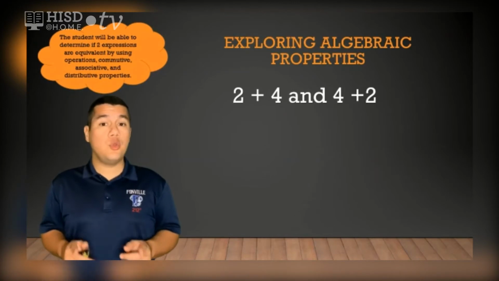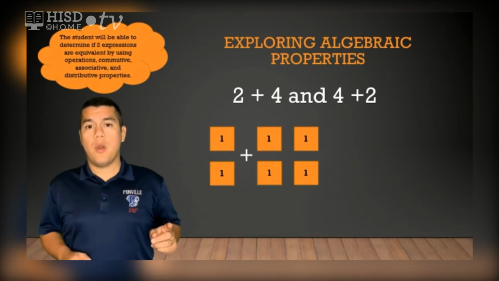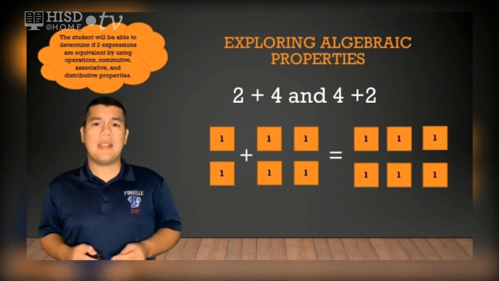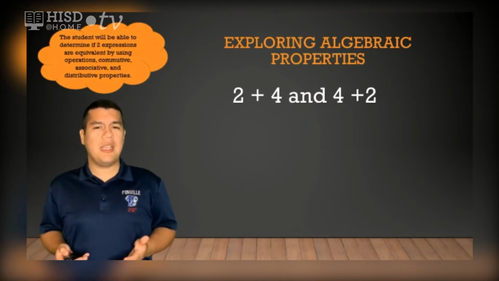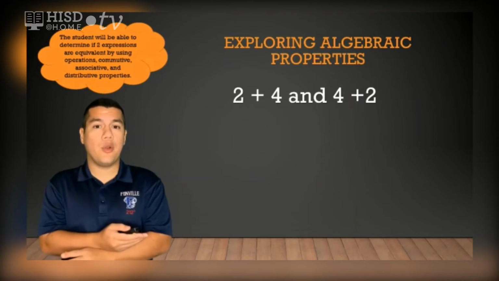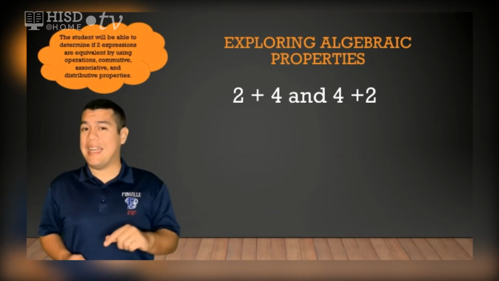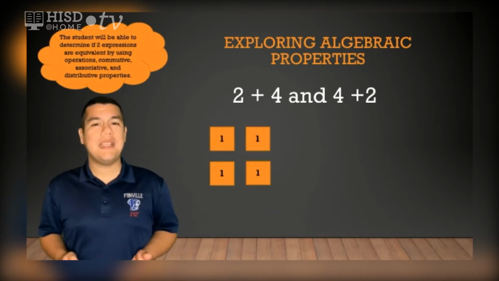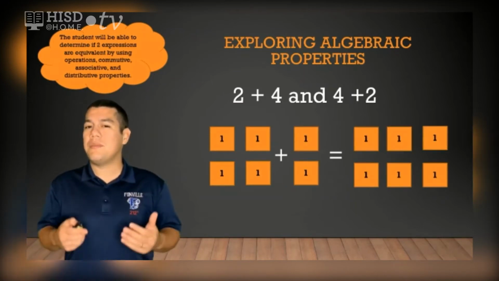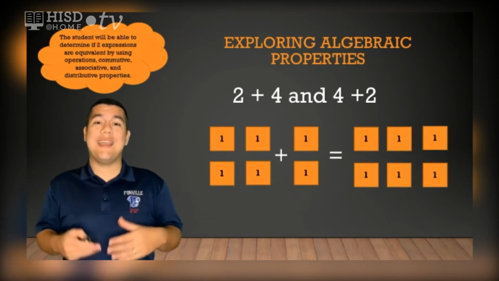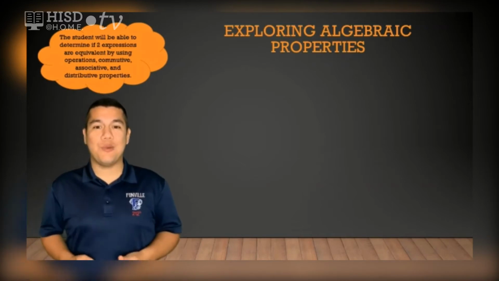Let's say that I have 2 units and then I add 4 more units. Well, if I put them together, that means that I'm going to have a total of 6. Now, will this change if I change the order of operations? Well, if I have 4 units first and then I add 2, then the total is going to be the same. So this is what the commutative property is all about. The order of operations does not affect the final result.